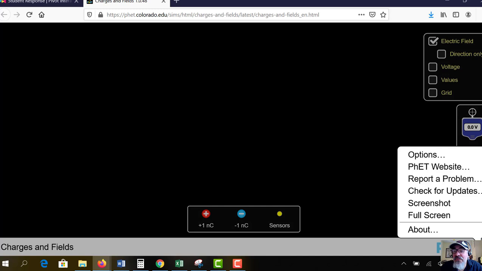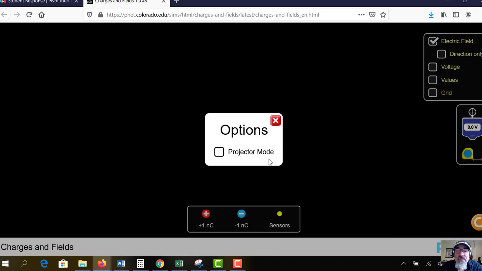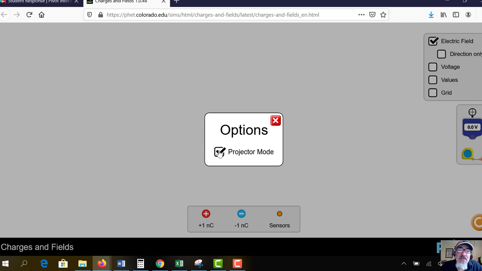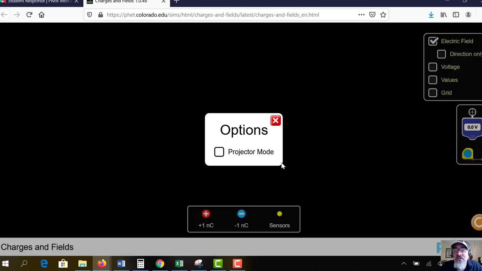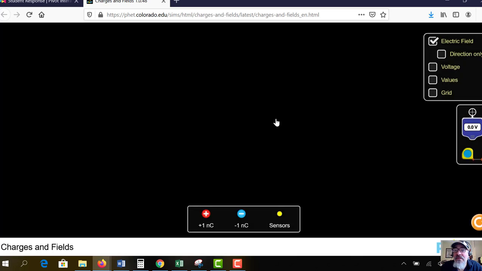This button down here does a few things. You can take a screenshot with this, which you'll have to upload a couple of pictures, so that's a nice way of doing it. You can also go to full screen so you can see it a little bit better. If you click options here, you can do projector mode, if maybe that looks better to you. I just prefer it to be like this. Projector mode's fine too, though. So play around with that.